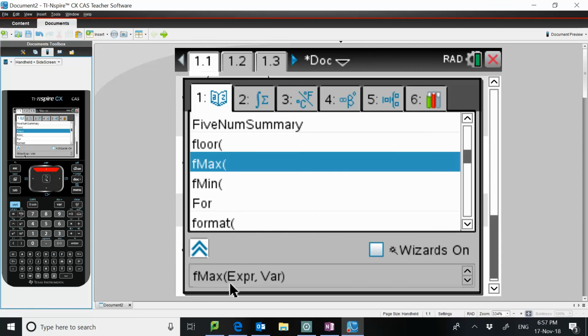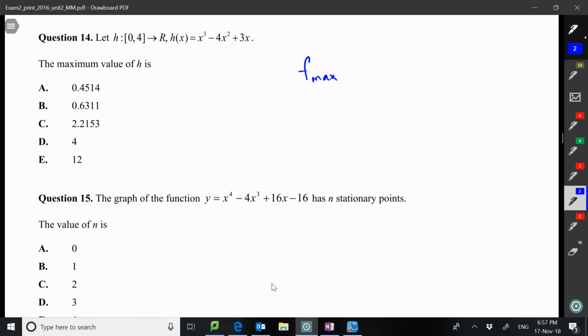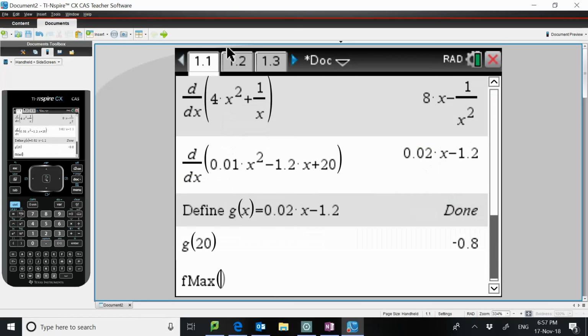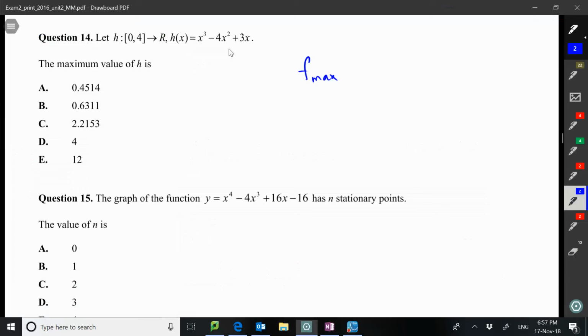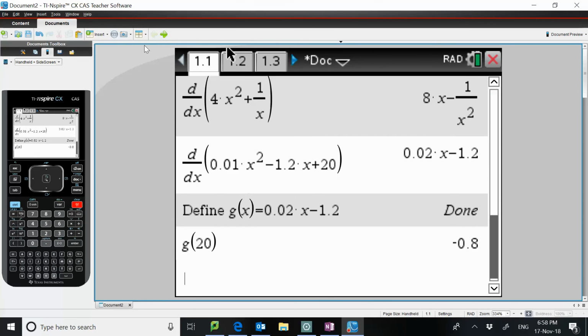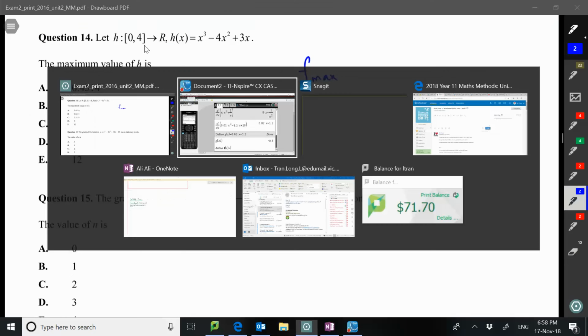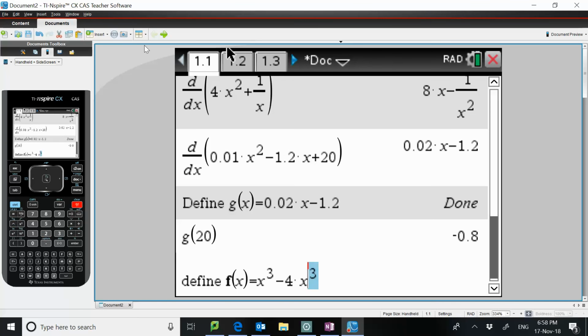Now notice here it says you need to write an expression and a variable and it'll be able to solve it for you. So if I press fmax and then type in the equation, x cubed minus 4x squared plus 3x. Normally you've got to define it because it's got a domain of 0 to 4. I wonder if this works. Actually, I should define it first. Sorry, my bad. Define f of x equals x cubed minus 4 times x squared plus 3 times x.